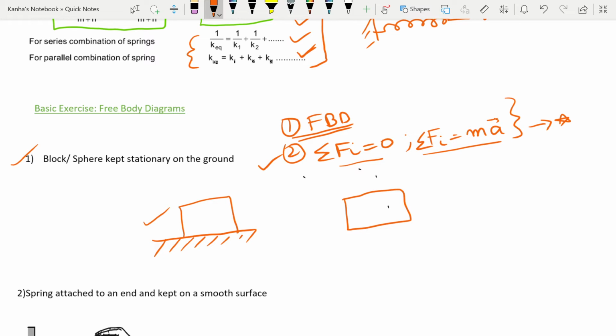First, let's start with the contact forces. You need to see how many contacts it has. As you can see, there is only one contact here. There is no contact here, no contact here, no contact here. So with the surface, it has only one contact, so it will have a contact force at that point. Let's call that contact force the normal reaction.